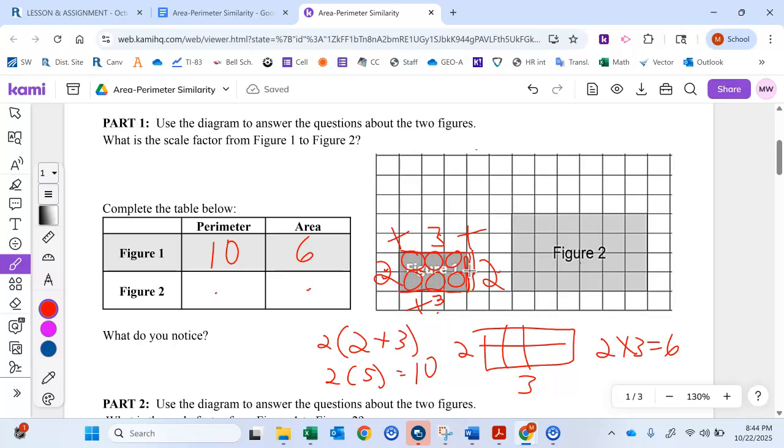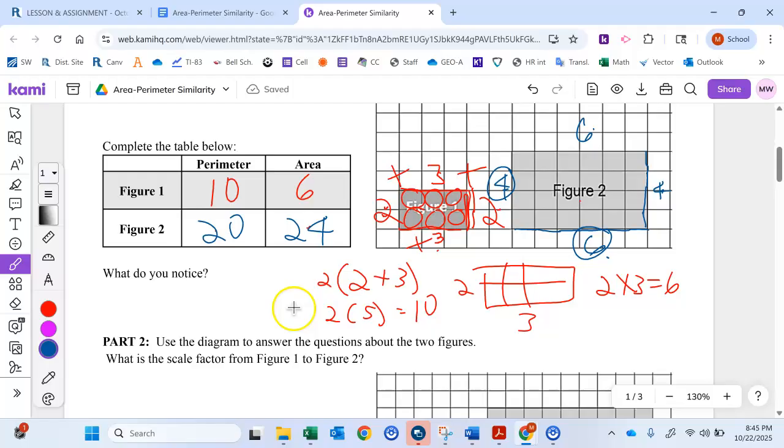Okay, well, for figure 2, I get 1, 2, 3, 4, 5, 6. So it's 6 this way, and it's going to be the same on top. And then 1, 2, 3, 4. So 4 here and 4 there. So what do I get? I get 6 plus 4, 10, and then 10 on the other side. Remember, it's a rectangle. It's 10 on both sides. So 10 plus 10, I get 20 for the perimeter. And then for the area, I get height 4 times base 6 equals 24, okay?